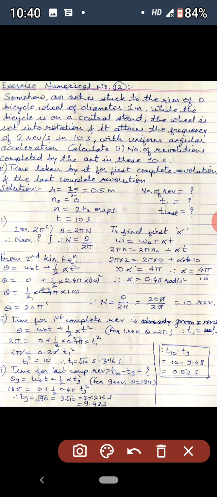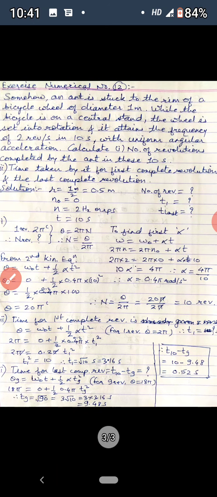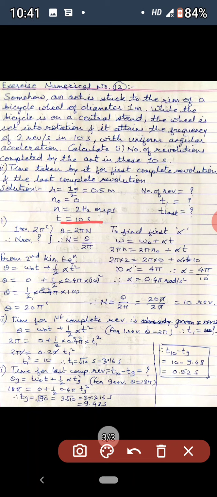And it attains the frequency of 2 revolutions per second in 10 seconds. This means that initially the wheel is at rest, so initial frequency n0 is 0, and final frequency is n, which is equal to 2 hertz or 2 rps, and time t is given. Time t is 10 seconds.